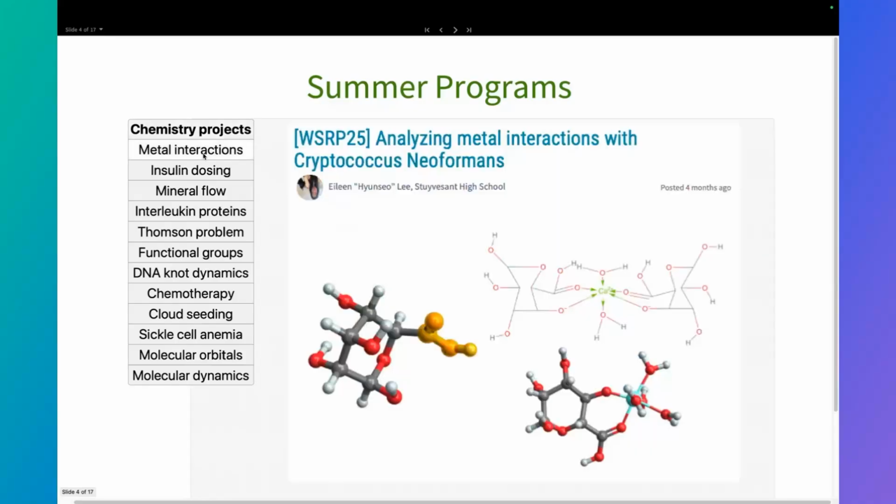So we had Eileen working on metal interactions with molecules that are in the polysaccharide coating around the capsule, excuse me, around Cryptococcus neoformans.